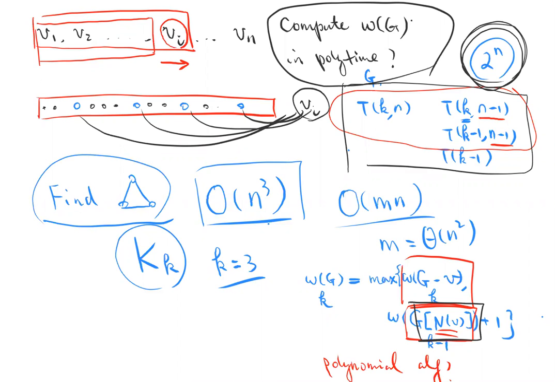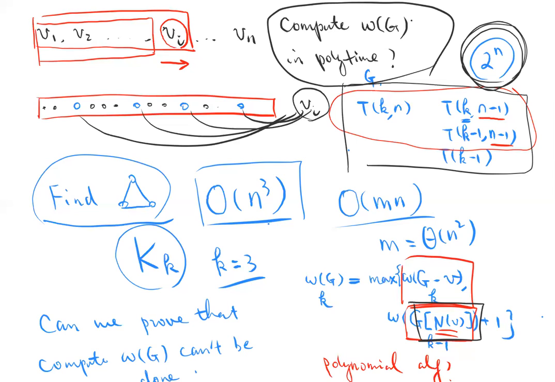So that suggests maybe it's very difficult to find a clique in polynomial time. So the big question: can we prove it? That's the next thing we are going to discuss, called the theory of NP completeness.